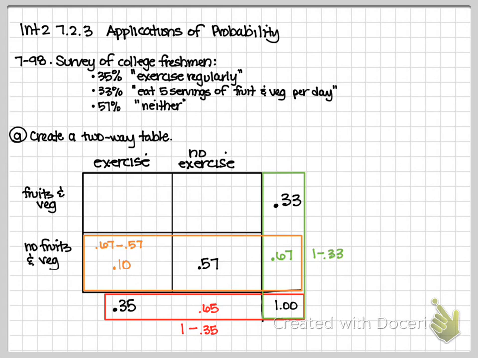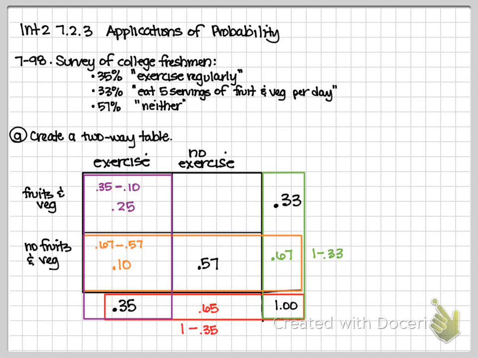Then I could go through and do the same. Well, I can't go across on the fruits and veg because I don't have enough information there. But I do have enough information with the exercise column. So let's go there. If I take a look at the exercise column, I know that all of those, in the purple box, are going to have to total up to 0.35, which means to find the top, I'm going to do 0.35 minus the 0.10 that's already there. So that's going to be 0.25.